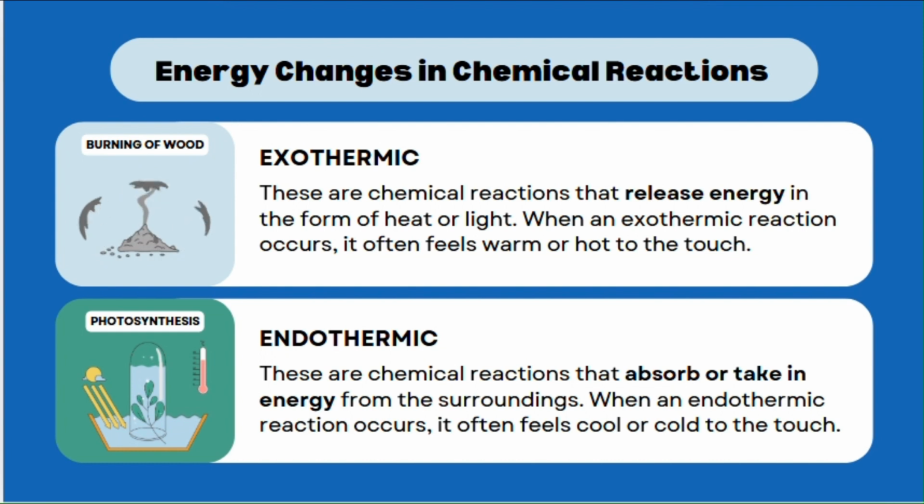Now, there are two types of energy changes which occur. Exothermic and endothermic. Let us look at each one of them in detail. Firstly, let us look at exothermic reactions. These are chemical reactions that release energy in the form of heat or light. When an exothermic reaction occurs, it often feels warm or hot to touch.